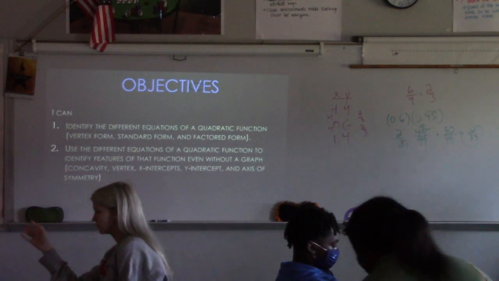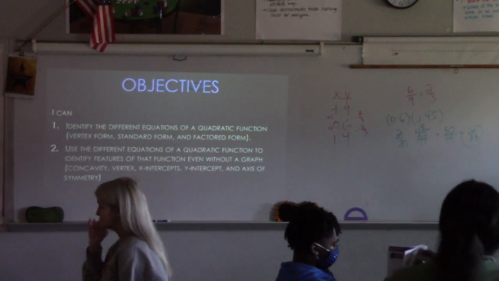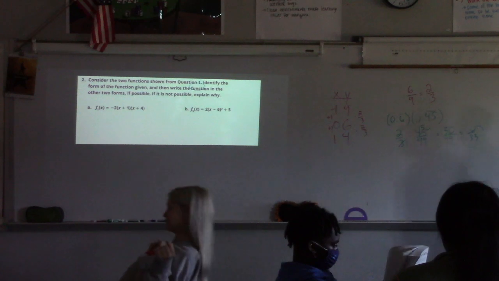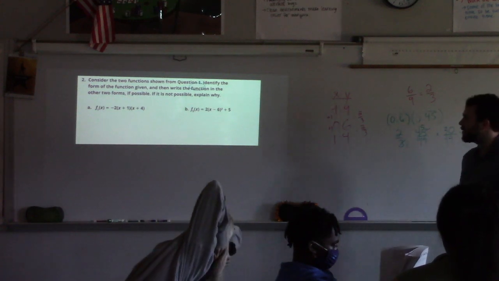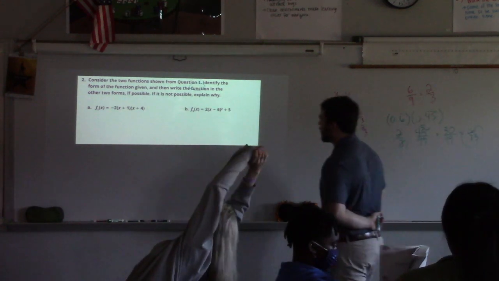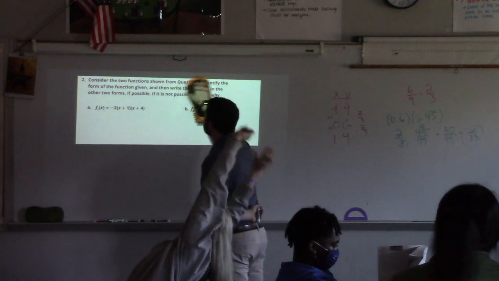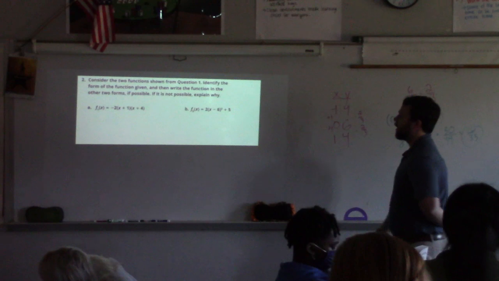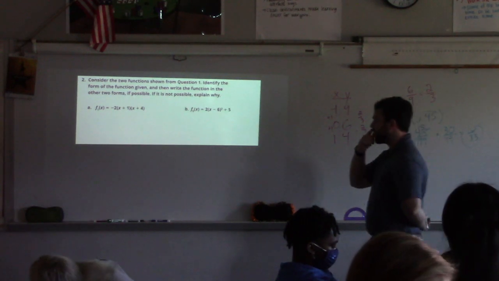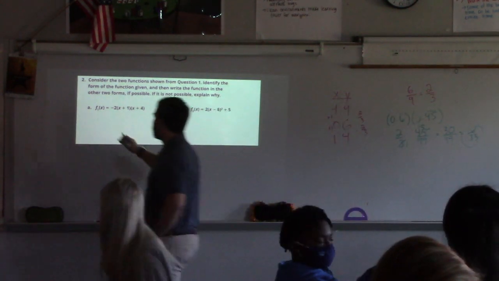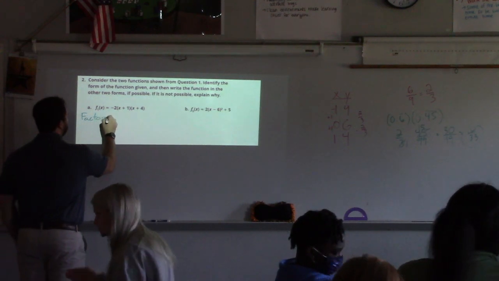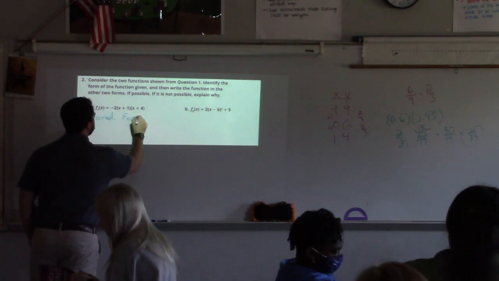And then we need to know the features that we can identify even without a graph. So we started just briefly talking about A and B here yesterday, and I need you to take some notes on this. So consider the 2 functions shown from question 1. Identify the form of the function given. All right, let's do all this together. With A, what function are we given? Factored form, okay? Factored form.